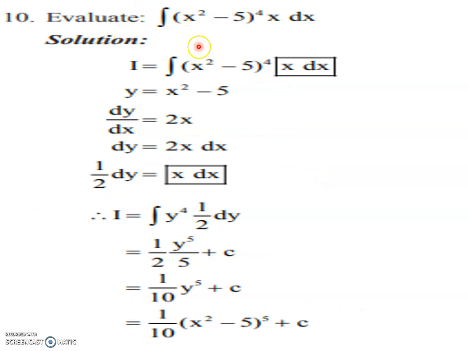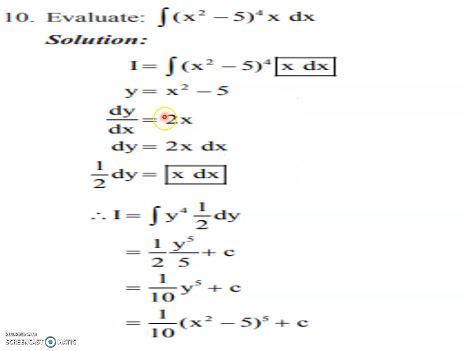Now evaluate the integral of x times x square minus 5 bracket raised to 4. Now what happened? There is x in the integrand. We know that the derivative of x square is 2x and the derivative of a constant is 0. So it is easy to multiply. That's why here we have to take the integration of f of x into f dash of x dx.